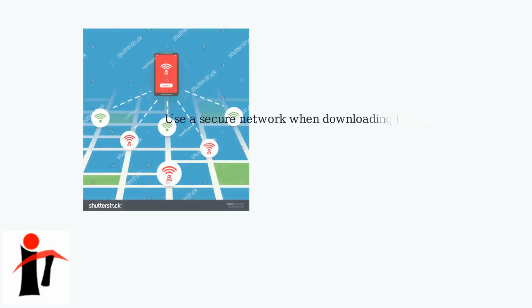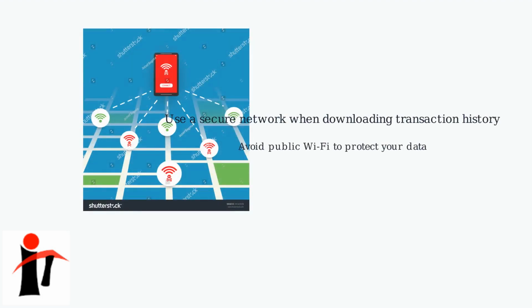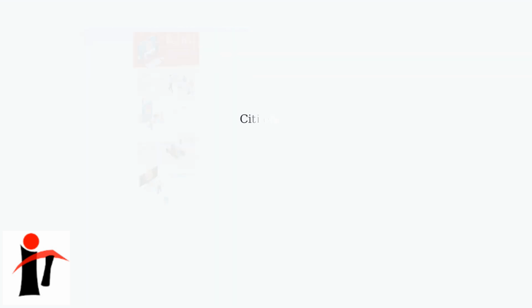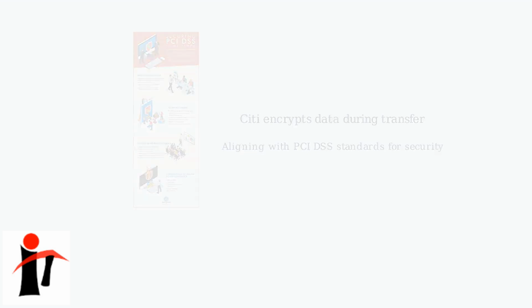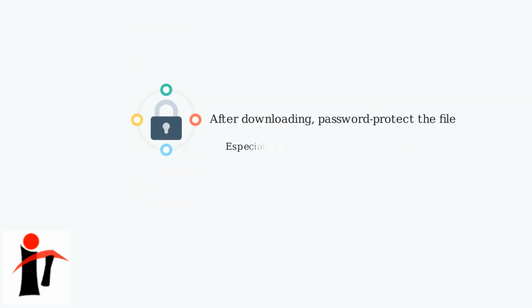For security, ensure you're using a secure network when downloading your transaction history. Avoid public Wi-Fi, as it can expose your data to potential interception. Citi encrypts the data during transfer, aligning with PCI DSS standards to ensure your financial information remains secure. After downloading, consider password protecting the file if it contains sensitive information to add an extra layer of protection.